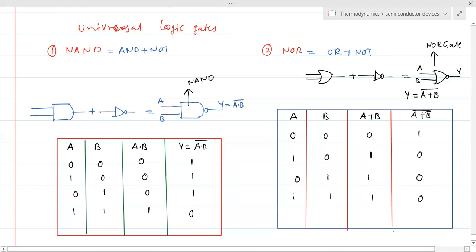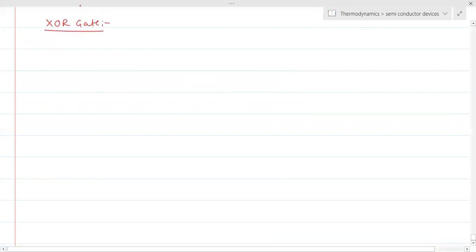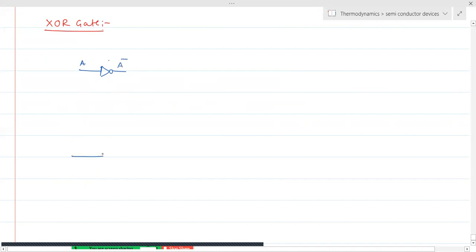So here we have the XOR gate. Maybe 1 to 2 times in your previous years, especially in mains, we have had applications of the XOR gate. Exclusive OR gate is called the XOR gate. First I will try to construct this one. So this is A, and this will be A bar, and this is B, and this will be B bar.